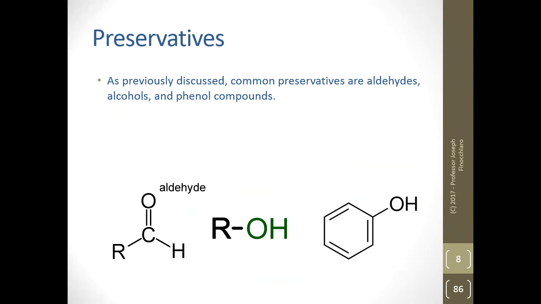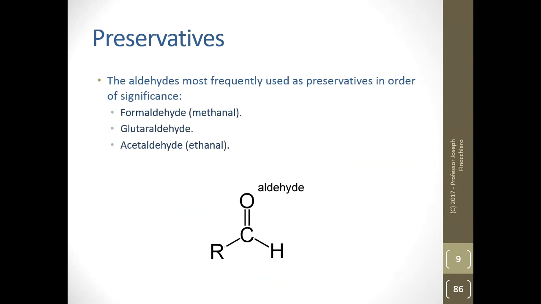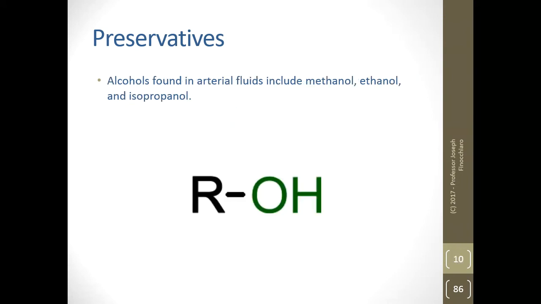Common preservatives, you should be able to rattle this out. Aldehydes, alcohols, and carbolic acids, phenolic compounds, coal tar derivatives, whatever you want to call them. So, this chapter decides to add another buddy. We knew formaldehyde or methanal. We knew glutaraldehyde, that was number 2. And then finally, acetaldehyde, okay? Ethanol being the 3rd most important preservative.